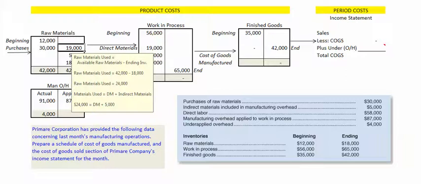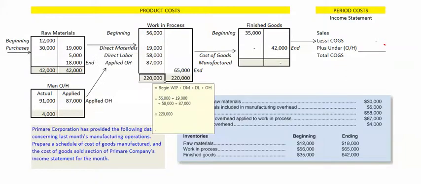Let's move over to our work in process account and calculate the total cost that we need to account for. We had $56,000 in cost left over from partially completed units from the prior period. That's our beginning work in process. We added to that $19,000 in direct materials, $58,000 in direct labor, and $87,000 in manufacturing overhead, which brings our total cost in work in process up to $220,000.